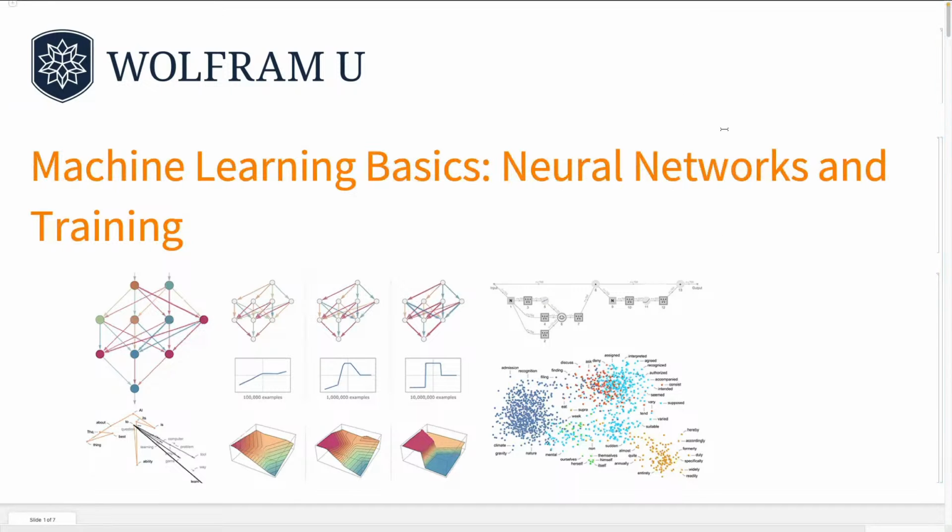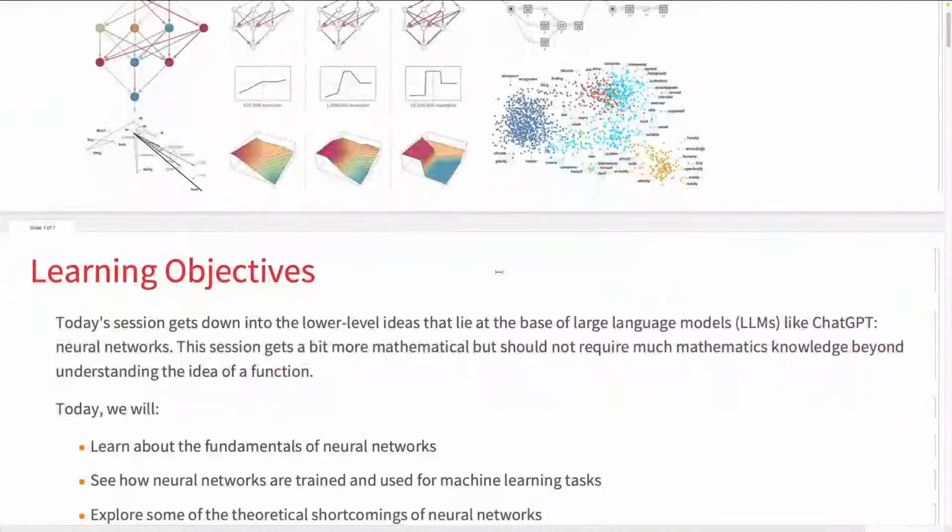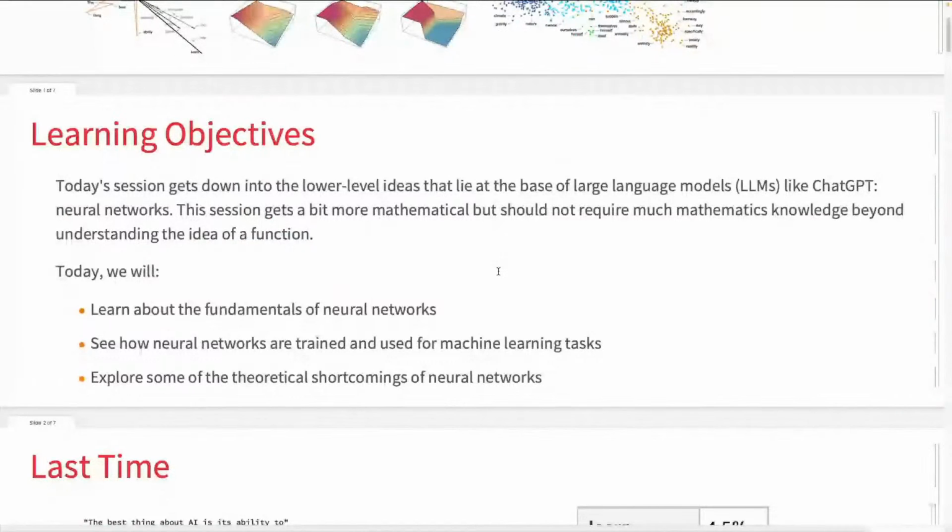So, indeed, today we'll be talking about some of the basics of machine learning. We'll be covering neural networks and training. We'll be talking more about machine learning tomorrow, about embeddings and architecture, but today we're just getting in on the ground floor with some of the basics. So yesterday was pretty high level, and today we're going to go a little bit lower. So we'll learn about the fundamental operations of neural networks. We'll see how they are trained and used for machine learning tasks, and explore at the end, just briefly, some of the theoretical shortcomings of neural networks.